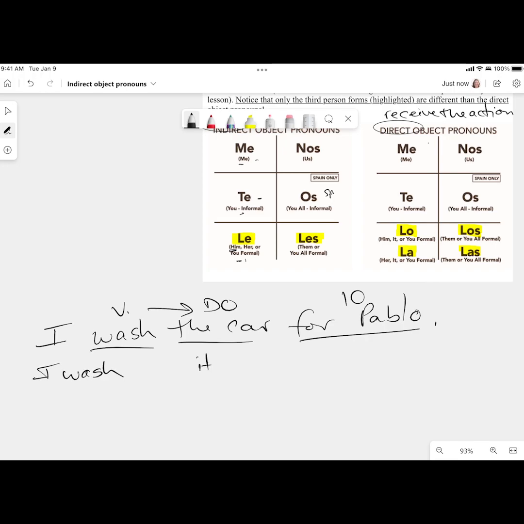So I washed, it can be replaced with a pronoun. The car can be replaced with the pronoun it. And for Pablo can be replaced with the indirect object pronoun him. So we have two different types of pronouns, the indirect object pronouns and the direct object pronouns, and those replace direct objects and indirect objects. And notice objects are nouns. Pronouns replace nouns.